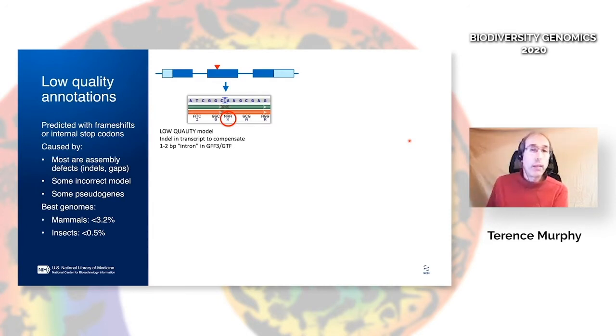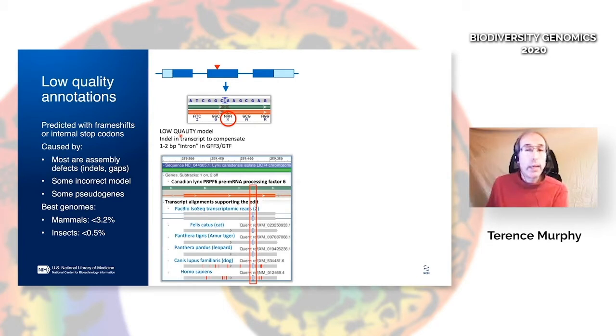The notable weak spot that's remaining is for what we call low-quality annotations. These are models predicted with frame shifts or internal stop codons, but we think they're likely to be coding genes based on orthology and other heuristics. We annotate them as coding with indels to compensate, 1 to 2 base pair introns in the GFF, and this label low quality on the protein to alert you that there's an issue.